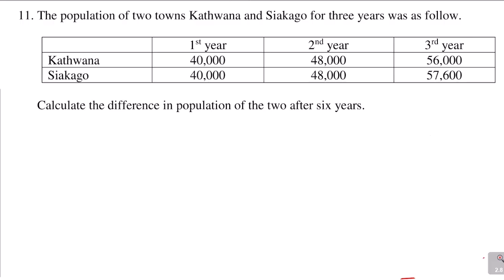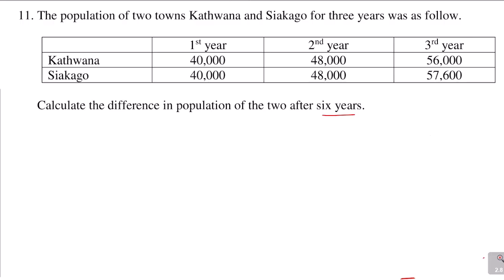So let us look at Kadwana. First year 40,000, second year 48,000, third year 56,000. You notice that this one follows a sequence, and if you are to get the population after 6 years, we need to know the rule that is applying in these figures. So from 40,000 to 48,000, that is a difference of 8,000.